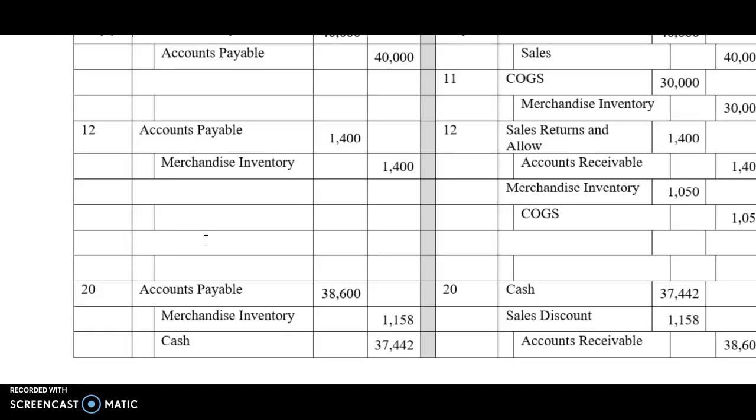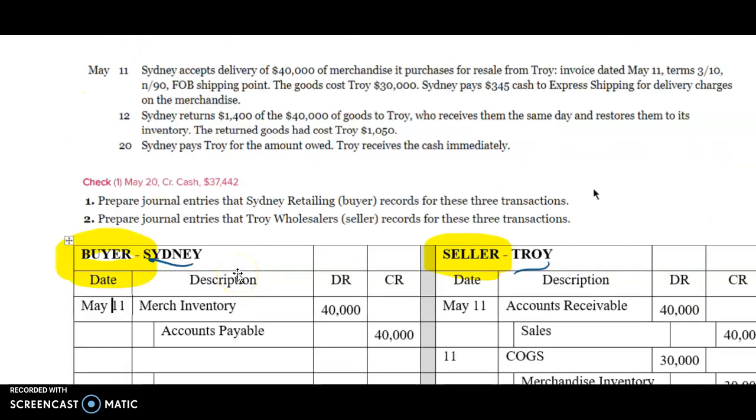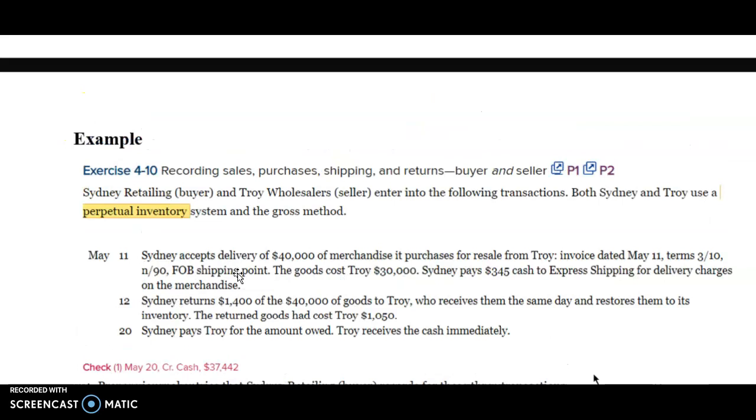Finally, for the buyer, on the 20th, they paid their accounts payable in full within the discount period. So we debit accounts payable $38,600, and we credit merchandising inventory for the discount $1,150, and for the difference, cash $37,442. Now, I feel like at this point we've gone over so many discounts that I don't need to go over it again, except I wanted to do one thing. Don't forget that the original accounts payable was $40,000.